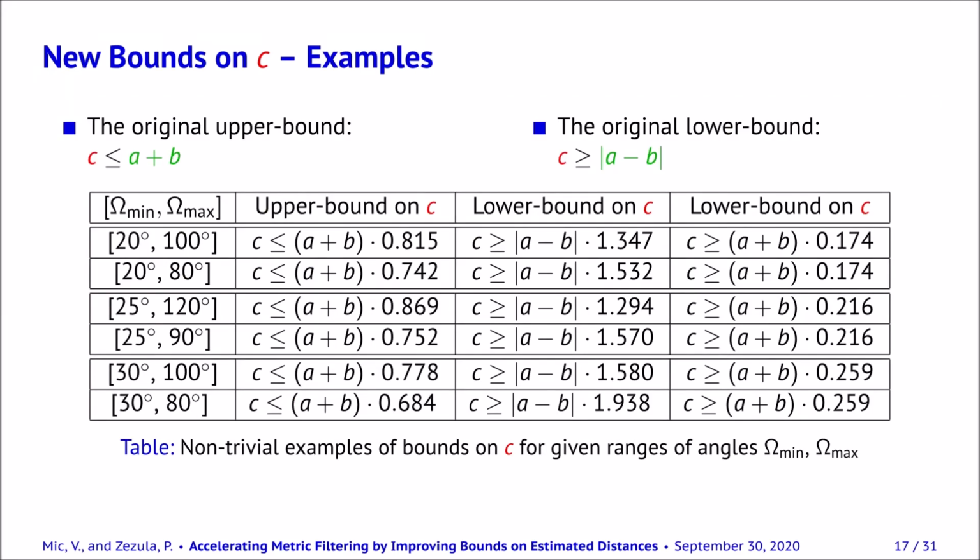Here are the examples for non-trivial angles limitation omega min, omega max. Let's discuss one concrete example. For angles from 30 to 80 degrees, we can guarantee that the upper bound based on the sum of two sides can be decreased by approximately 31%. The lower bound based on the difference of two sides can be almost doubled, and we can establish a new lower bound on C based on the sum of A and B. Please notice that these bounds are precise as far as the angles limitation is guaranteed.